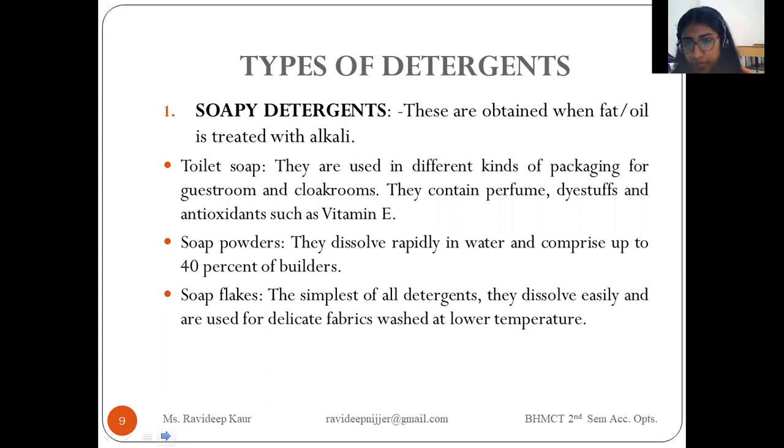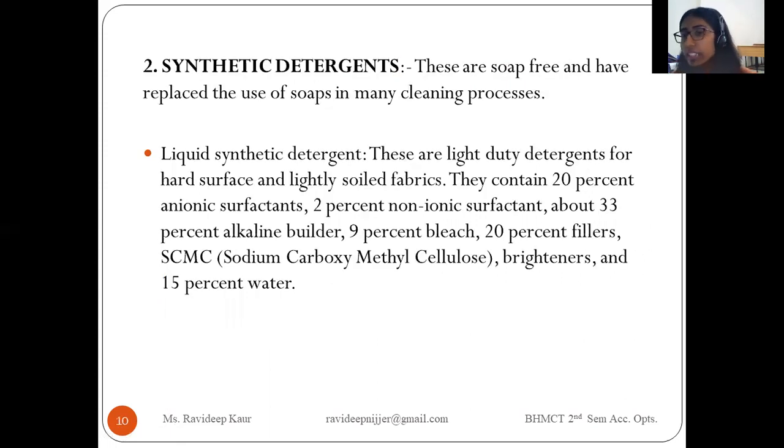Moving forward, next we have synthetic detergent. It is the second type of detergent, and synthetic detergent is also known as non-soapy detergent. These are soap-free and have replaced the use of soaps in many cleaning processes. So these synthetic detergents do not have soapiness, and they have replaced the usage of soaps in many cleaning processes.